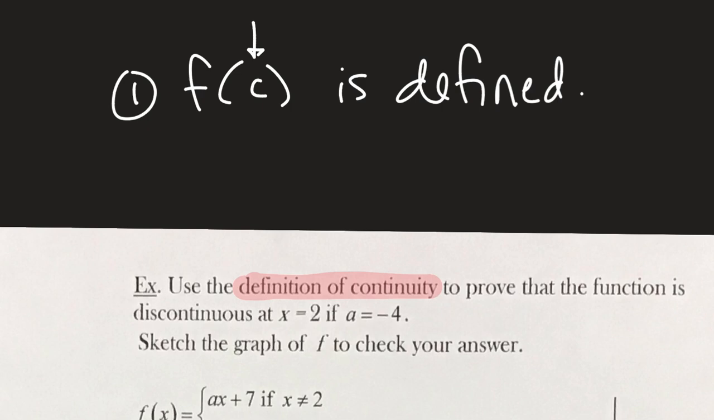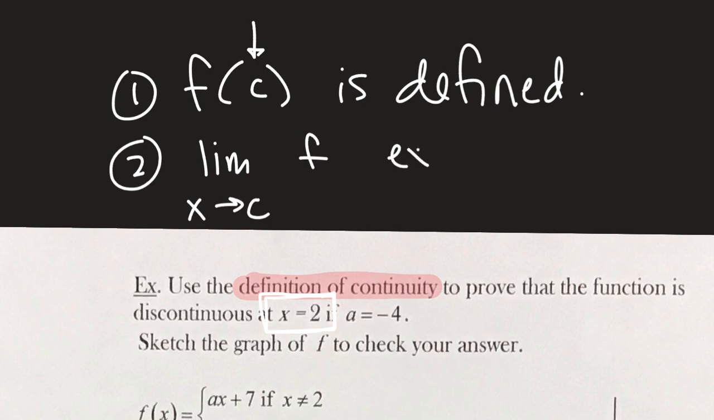Okay, in this case, it's x equals 2, right? For our example, we're using x equals 2 as the point at which we are checking for continuity. So number one, the y value is defined. Number two, the limit at that point exists. Okay, it actually has a number.